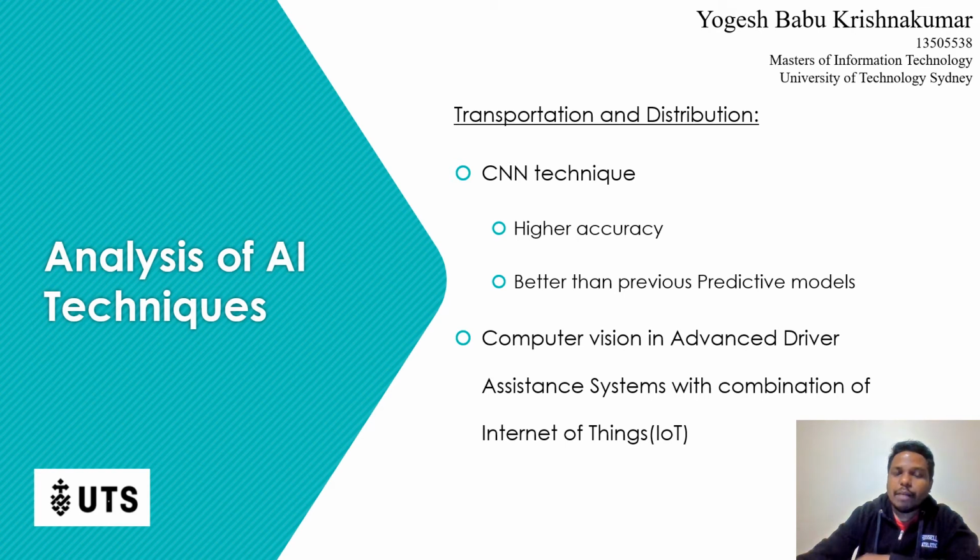Let's talk about the computer vision usage in transportation. The computer vision is highly used in advanced driver assistance systems with the combination of Internet of Things. So, this computer vision and IoT help the next technology like automated cars and auto driver systems to monitor the drivers and also reduce the traffic congestion by automating the driving systems.